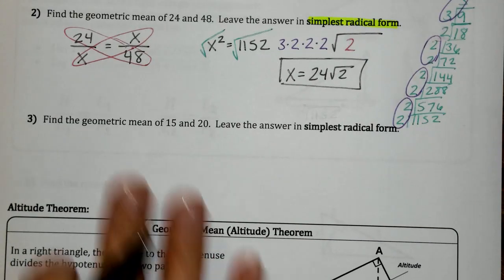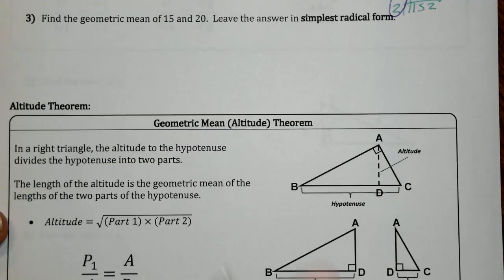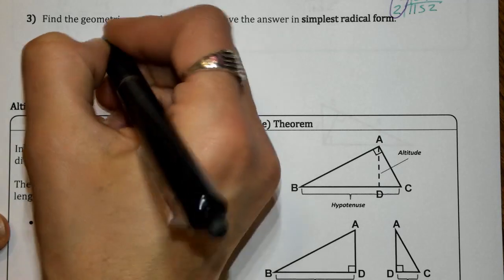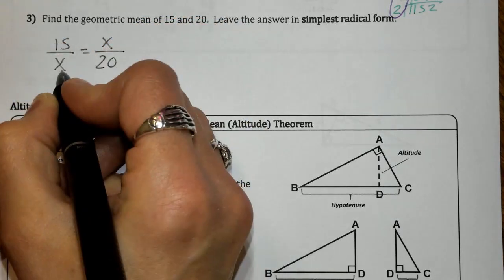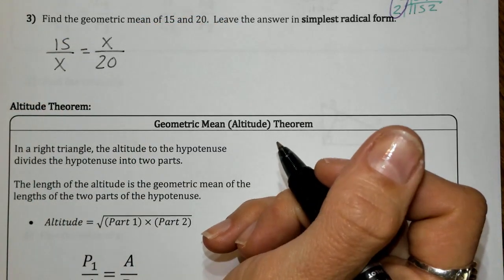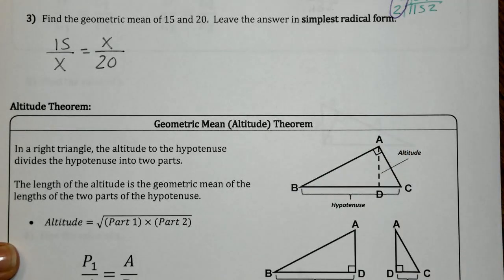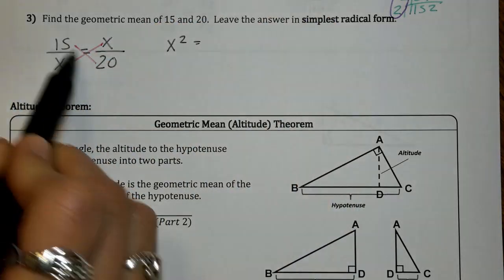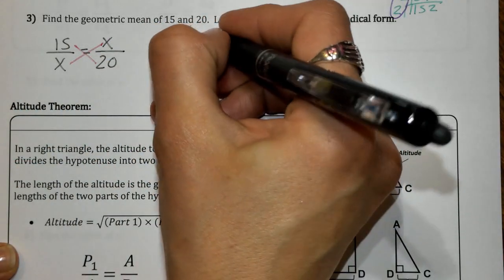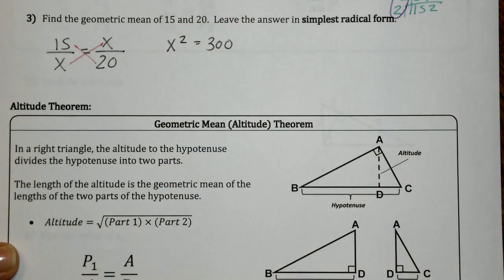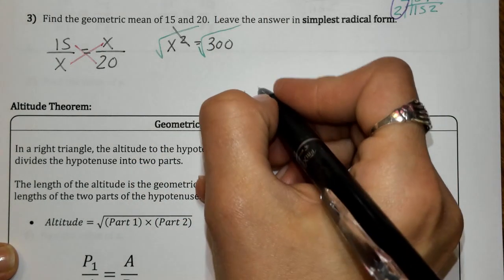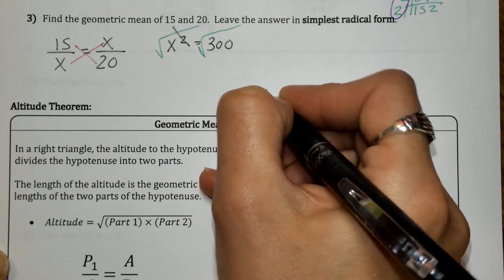Okay, we can follow the exact same lead that we did here. Here's our proportional setup. 15 over x equals x over 20. Bottom left, top right. Geometric mean, we have the x. When we cross multiply, there is our x squared. And then we have 15 times 20 giving us 300. Take the square root so that we can cancel. And then we're going to take this 300.